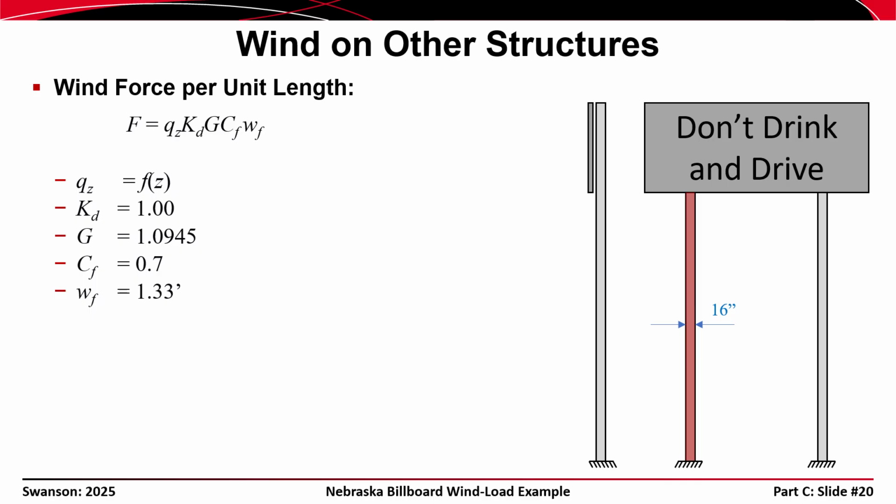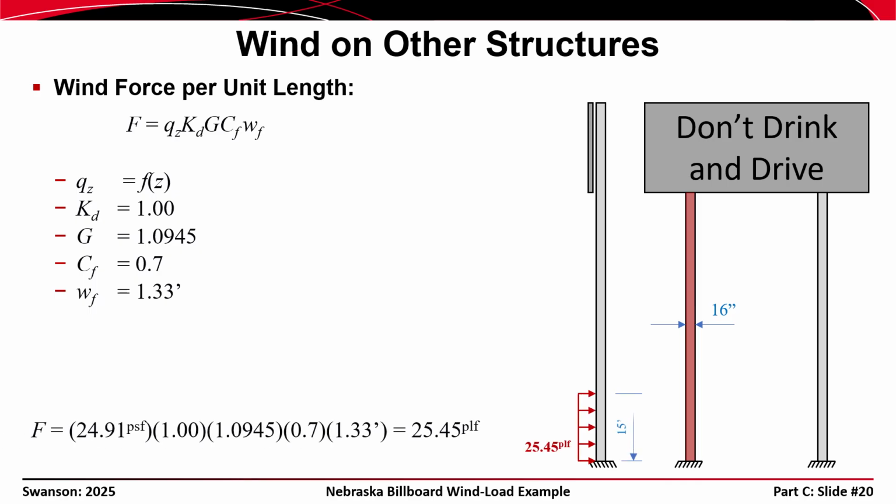What this means is that I will end up with a uniformly distributed load in units of pounds per linear foot. Over the height of the post, ranging from the ground level to 15 feet, we can calculate the force on the post as 24.91 pounds per square foot times 1.0 times 1.0945 times a force coefficient of 0.7 times the width of the post, 1.33 feet, which is equal to 25.45 pounds per linear foot.